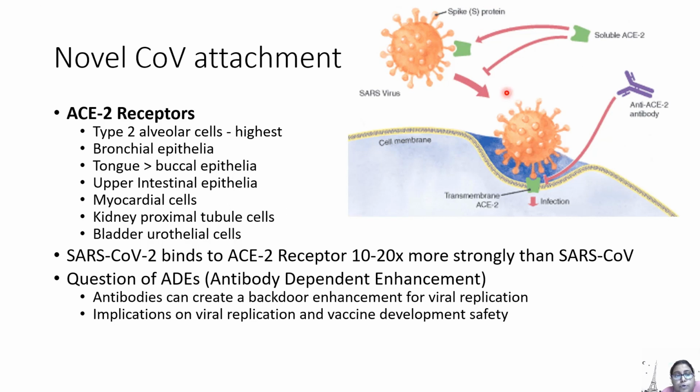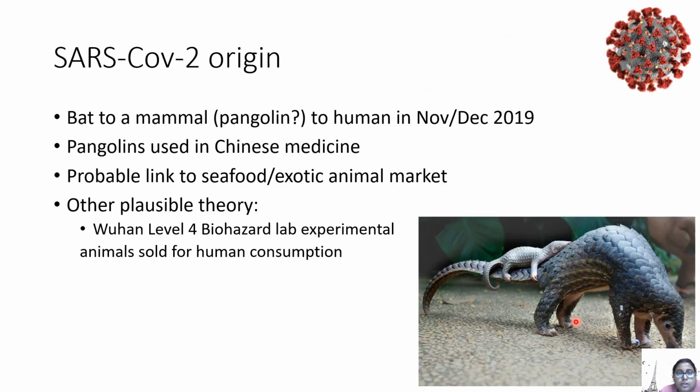As I said before, the spike protein attaches to the ACE2 receptor. Okay, you can see over here. Okay, it binds to the ACE2 receptor, and then it is taken inside the system. So what is the origin? So people say the origin is from a bat to a mammal. So that is why, if you know the term, it's called a zoonotic virus. Okay. So what is a zoonotic virus?